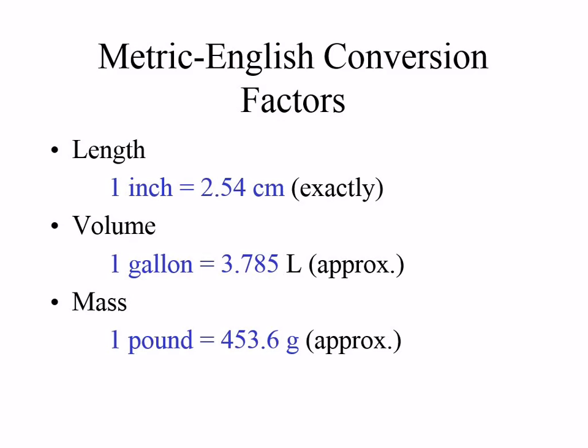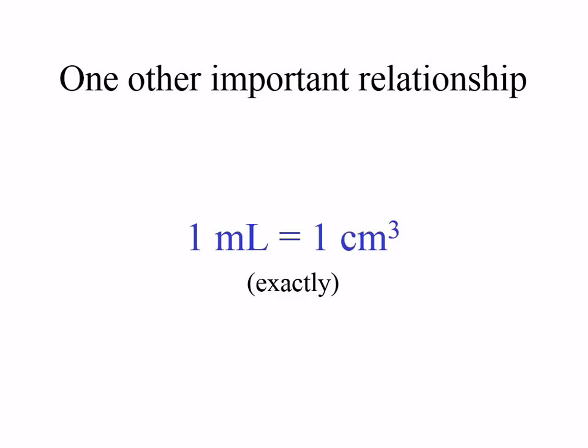Those other 2, if you need the equivalency statement, I will give it to you. Those are approximate, and the first one is by definition. You're also supposed to memorize this too: within the metric system for volume, this is an exact relationship. 1 cute little milliliter is exactly equal to 1 cute little cubic centimeter. So those are 4 equivalency statements.